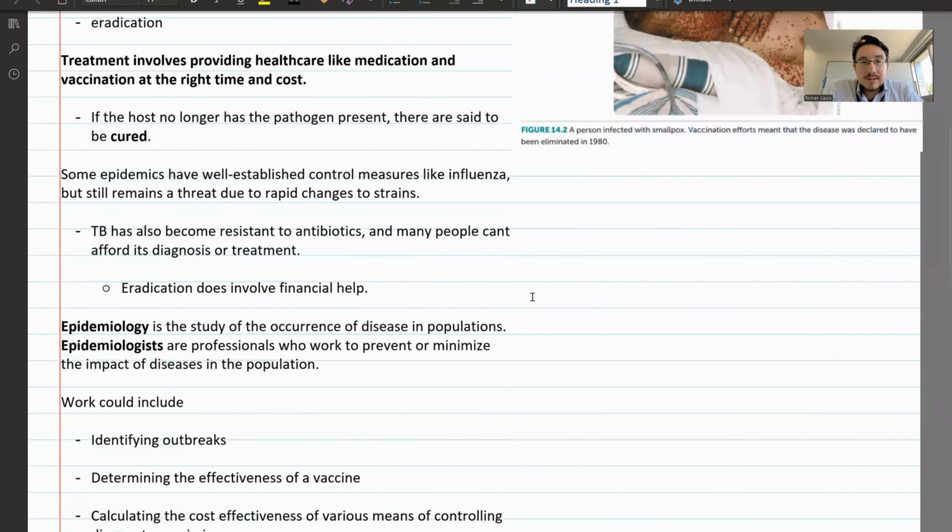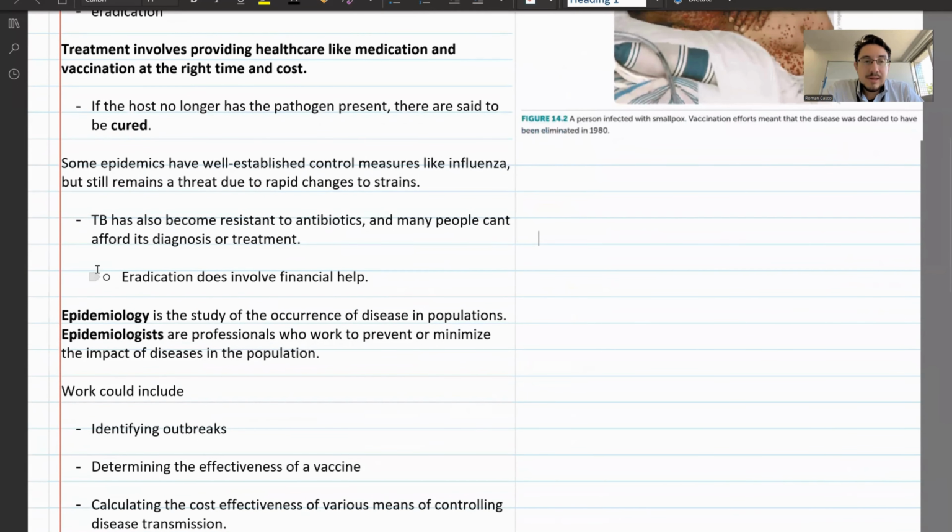Okay, and of course, tuberculosis also. We have this situation where it's becoming resistant to antibiotics, right? Remember, tuberculosis comes from a bacteria, right? And unfortunately, a lot of people can't afford that, right? So you do need some financial help to ultimately eradicate a certain disease that's prevailing, right? Or is on the verge of prevailing.